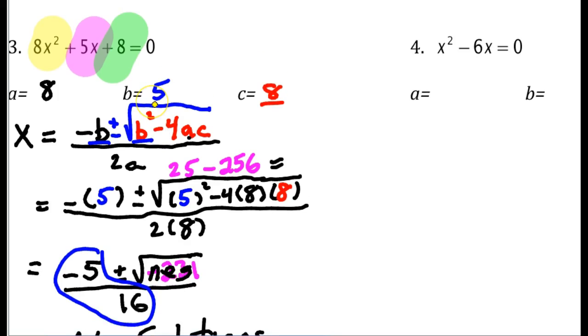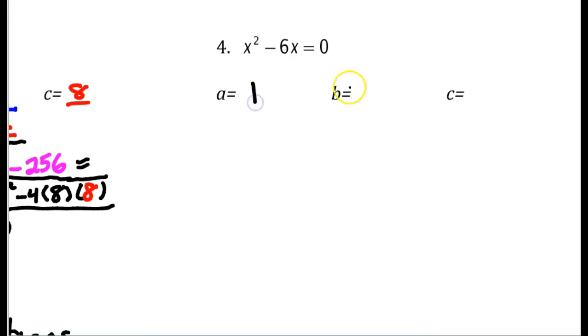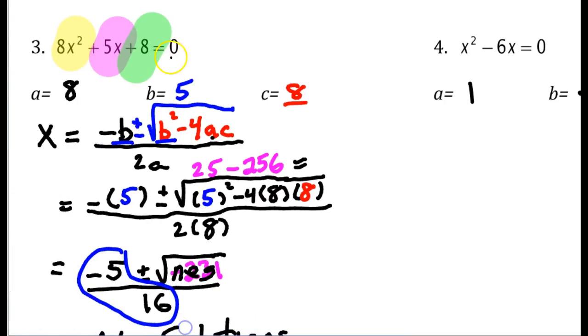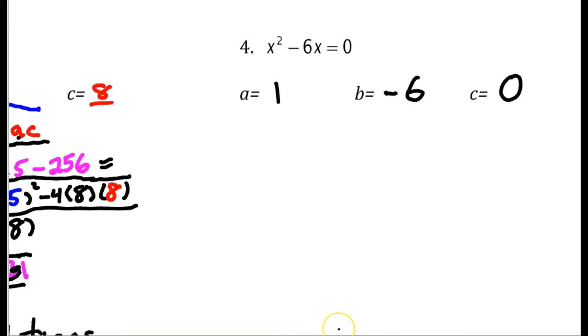Look at the front, lastly, on number 4. What's A, B, and C on number 4? A is 1, B is? What's B? Negative 6, right? C is 0. This time, the number that's missing is the number on the end. We have a number in front of the x squared, and a number in front of the x, so that's A and that's B, right? This time we have minus 6x. If this x wasn't here, negative 6 would have been C, but because the x is there, I know it's B. So just be careful when you're missing one of the numbers, so you make sure it's either B or C. A is always there no matter what.